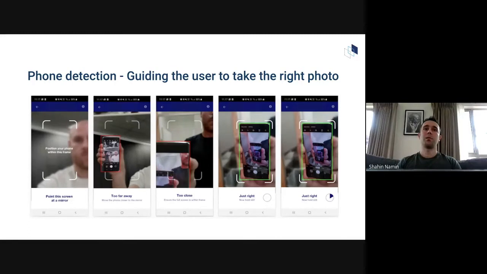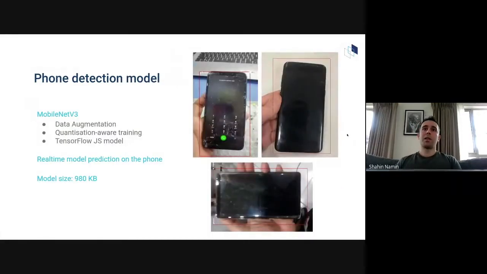After this is done, a photo is automatically taken and is sent to the server and to AWS to be processed. In terms of the technical specification of the model, it's a detection model, which means that it can localize where the phone appears in the image. And we used MobileNet version 3, which is a model that is proposed by Google late 2019.